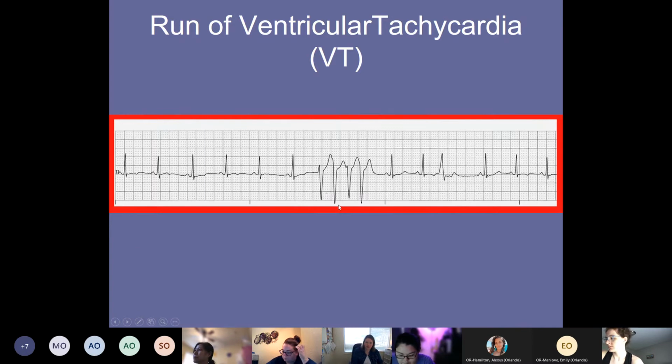Okay, nice job, guys. Whenever you see VTAC, you want to count those beats. And if you see this, and it goes back to a sinus rhythm, don't celebrate, it's coming back. All right, these don't just go away on their own. You have to treat the underlying cause. Something's going on here.